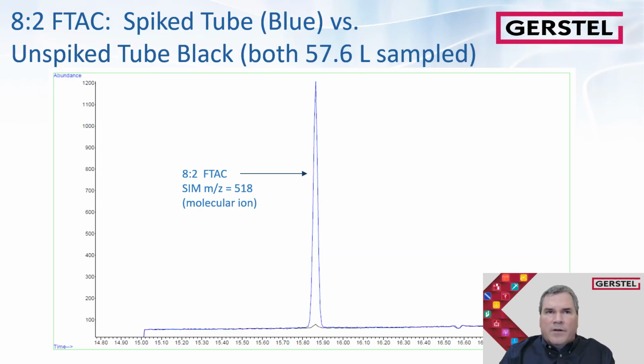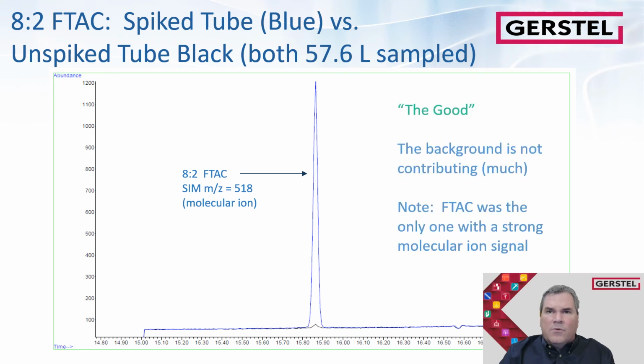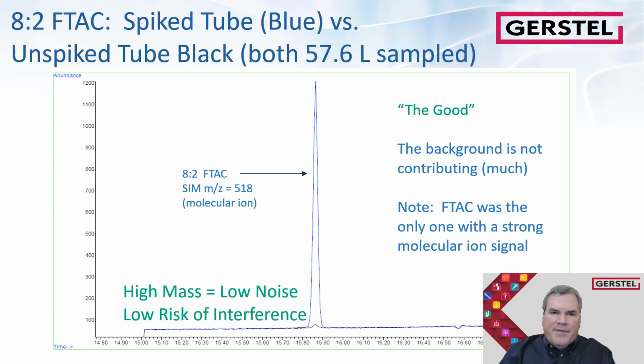So this is an example of one of the spike standards. This is the fluorotelomere acrylate. This is the most behaved out of all of these, and we'll call it the good. Nice high mass results in a pretty much flawless background, nothing else nearby. At 518 AMU, there's not too much floating around that you'd pick up except the actual analyte we're looking for. Unfortunately, this is the only one. 518 ends up being the molecular ion for this, and it's the only one that had a strong molecular ion. All the other ones fell apart. But high mass equals low noise, low risk of interference, low risk of false positives.